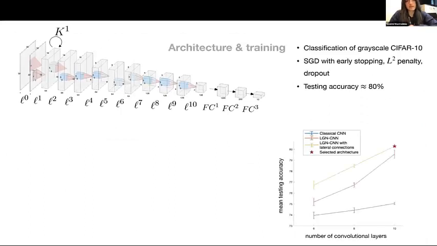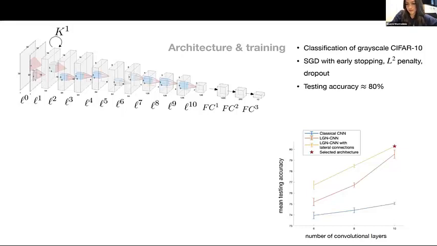So we considered a very simple convolutional architecture that we trained for classification of a grayscale version of CIFAR-10, that is a dataset of low resolution natural images with 10 classes such as cat, dog, truck, and so on. I'm not going into detail about the training, but I can, of course, if anyone has questions. Just wanted to mention this plot that shows the mean testing accuracy as a function of the number of convolutional layers. And the three curves are, we see in blue a standard CNN, in orange a standard CNN with the pre-filtering layer, and in yellow the same with also the lateral connections. So we can see that the performance of the network is improved by adding these layers.